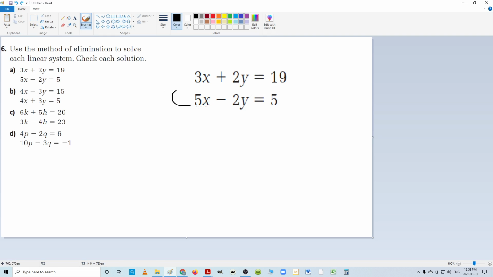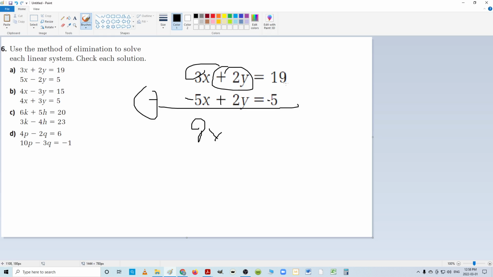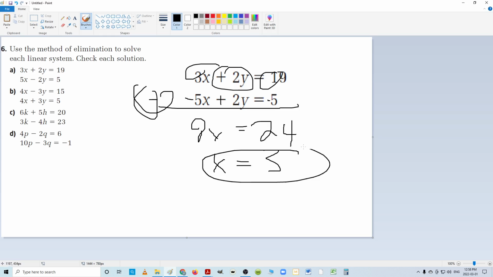I could multiply everything by minus 1 and get them the same, and then subtract them. If you only want to work with one method, that's fine. But so what happens when I multiply each of these terms by minus 1? I get minus 5x plus 2y equals minus 5. Now these match. Now I'm going to subtract them because they have the same sign. 3x minus 5x is 8x. 19 minus minus 5 is 19 plus 5. You get the same answer. It's just a lot easier doing it the way I did it.